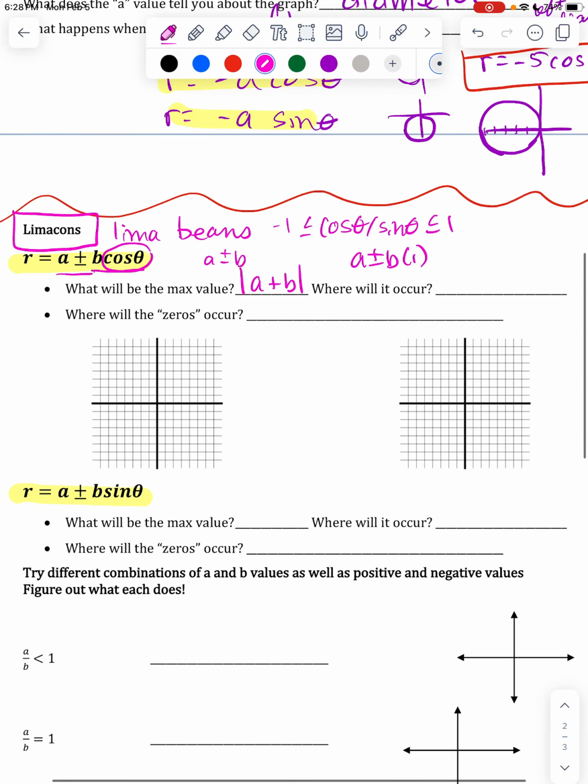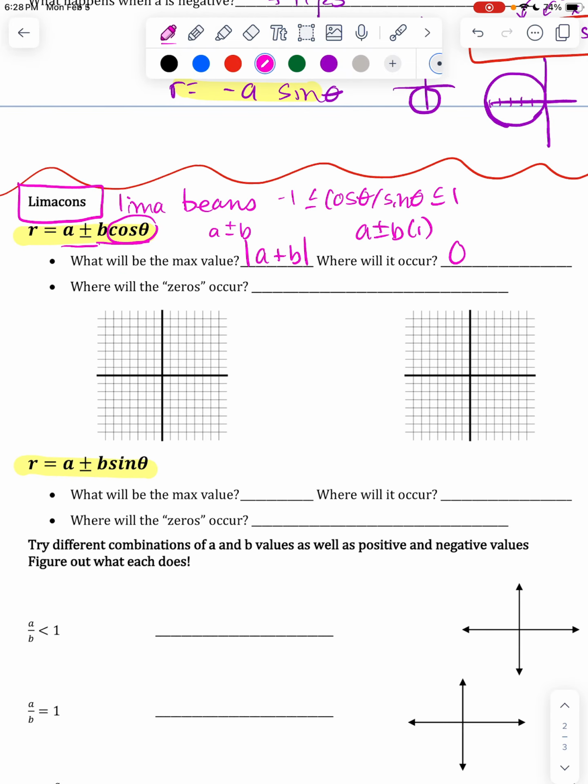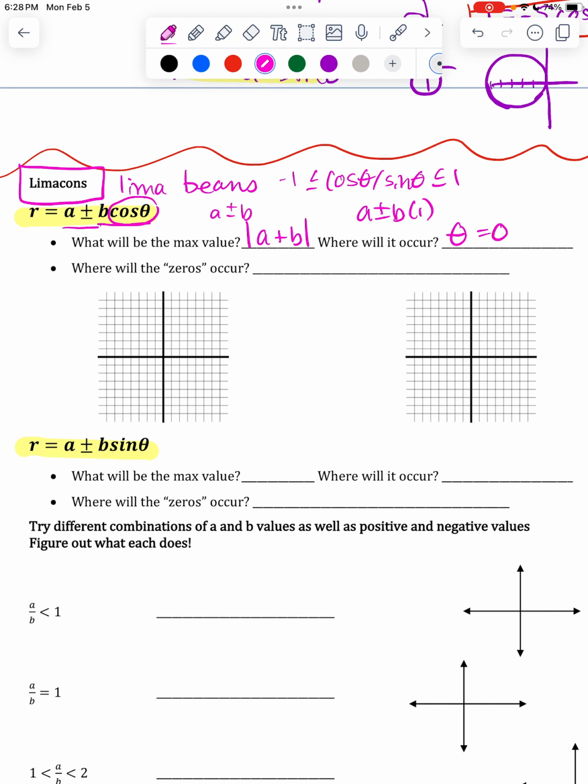Okay, so again, where will that occur? Well, it'll start to occur at theta equaling 0. And like we saw last time, when we go to pi, it actually shoots back and lands on the same exact spot, because if I had a negative r, I have to go the opposite direction. So that's going to be the two places that it ends up having its max value.